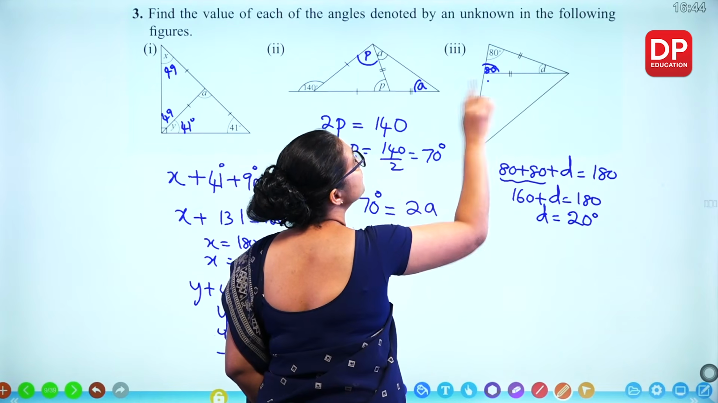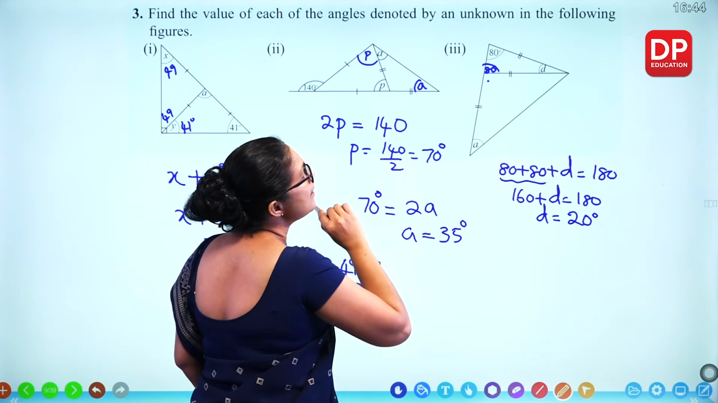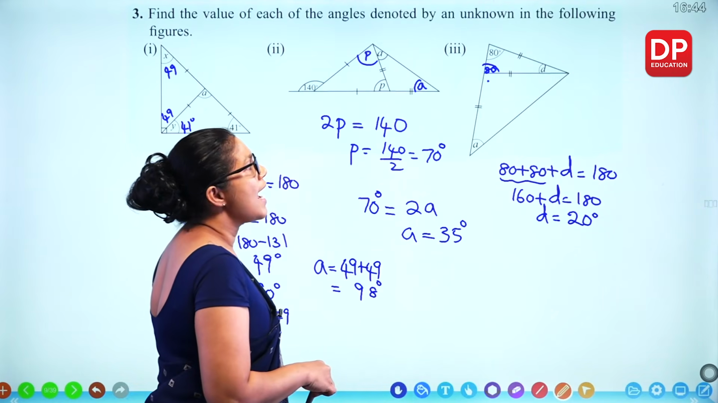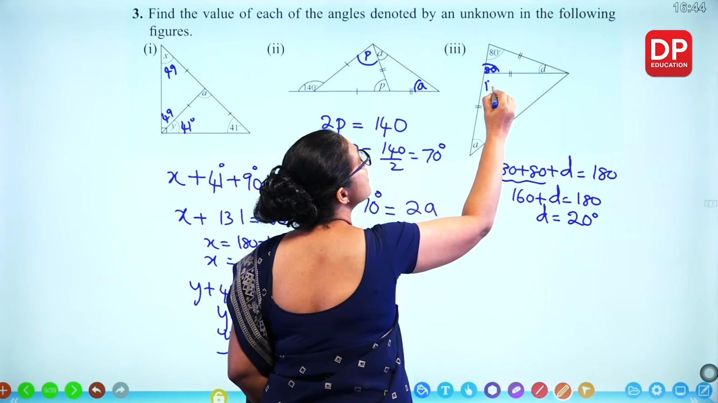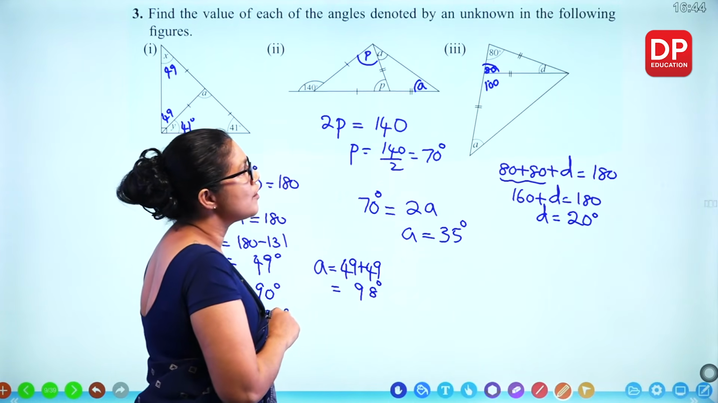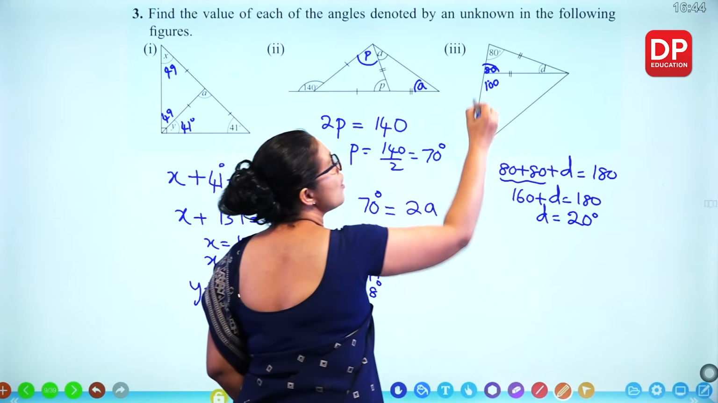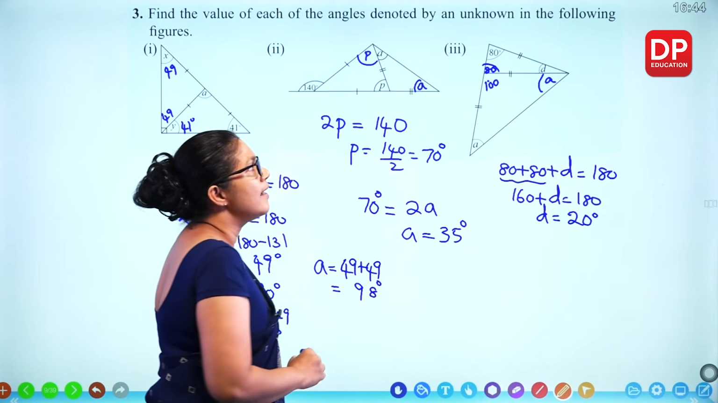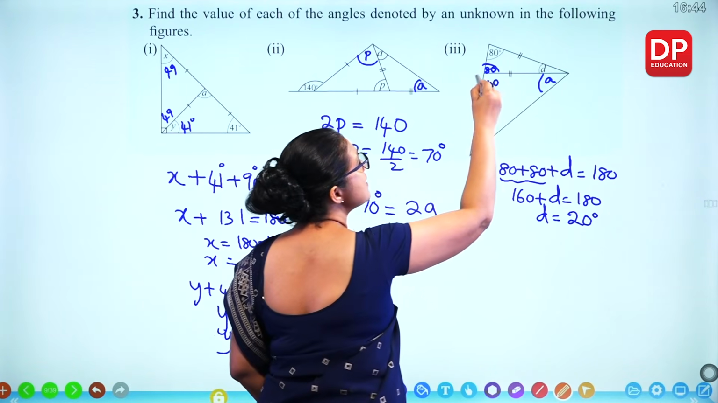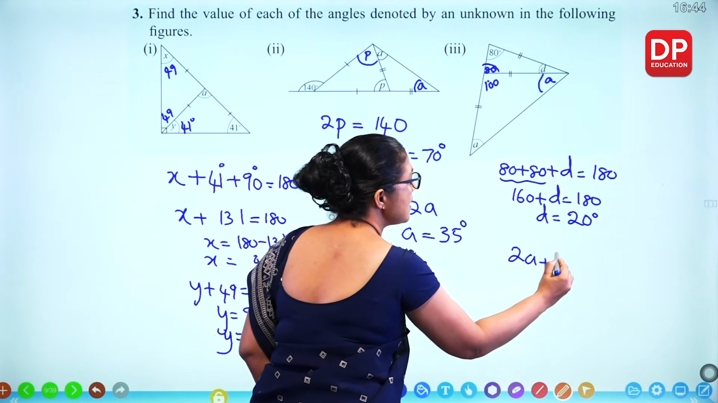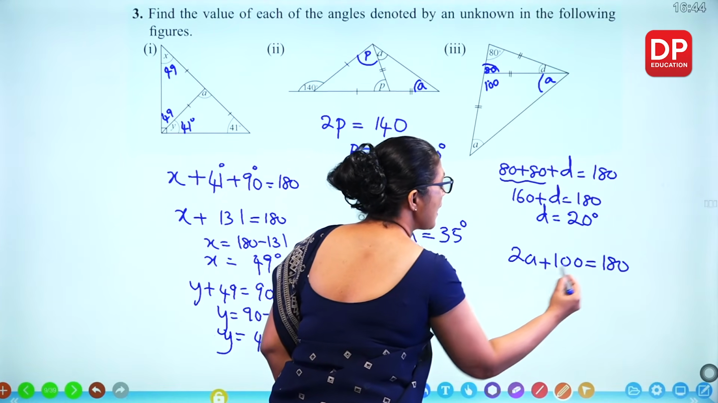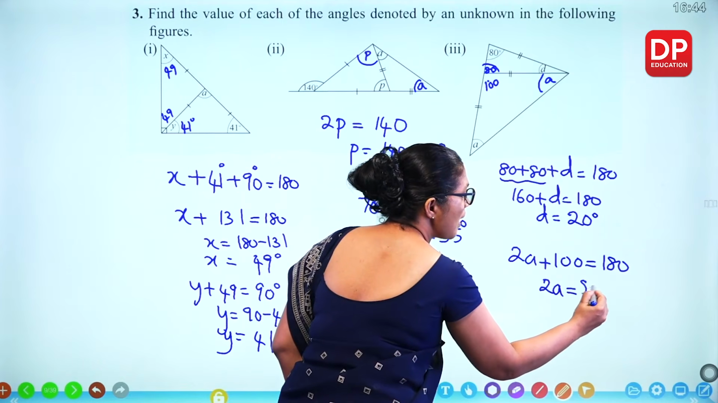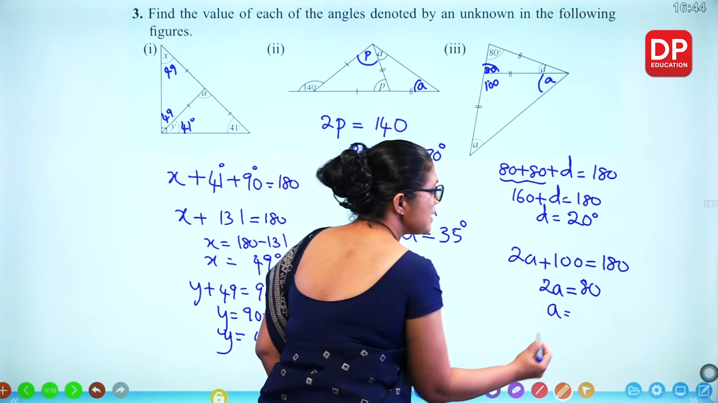Now, look at this angle. What is this angle? This should be 100. Why? This is a straight angle. So, if this is 100, what can you say about the other angles? And also, this side is equal to this side. This is the same as a. So, we can write the sum of angles in a triangle: 2a plus 100 is 180. Or we can write 2a equals 180 minus 100.